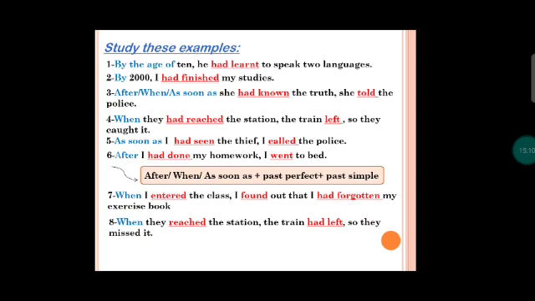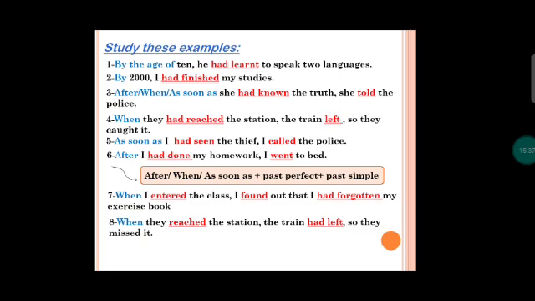When they reached the station, the train had left. Okay, when they reached the station, the train had left. Stop the video and ask yourself, did they catch the train? When they reached the station, the train had left. I don't know. Stop the video. Look, reached, past. Had left.